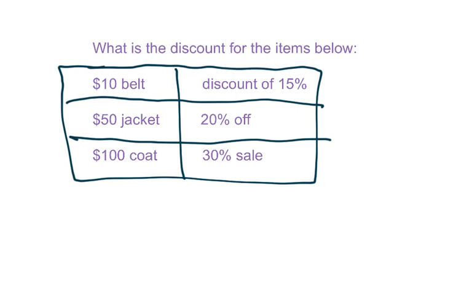Next one, a $100 coat, 30% sale. And strangely, even though we use words like discount or 20% off, or a 30% sale, they're all actually meaning the same thing. So we've got 3 problems. Let's do it. $10 belt, discount of 15%. Let's go $10. We'll multiply it by the decimal form of 15%.